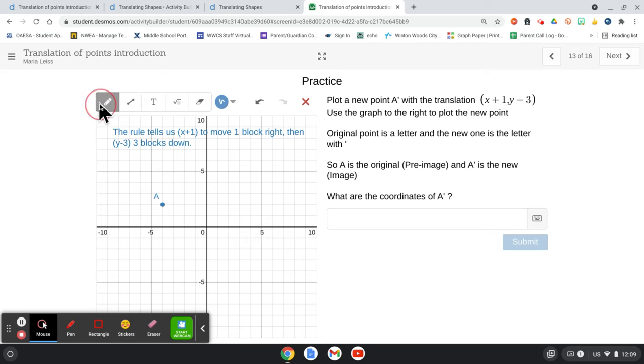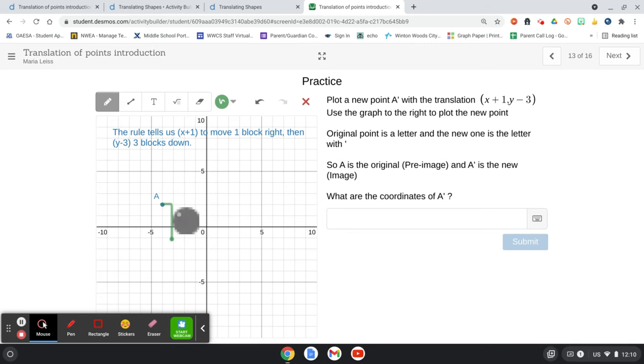So what I'm going to do is get my pencil and change my color so I can see that it's a copy, and I'm going to start at that dot for A. I'm going to go 1 block to the right, and then 1, 2, 3 blocks down. So this is where my point is ending up.